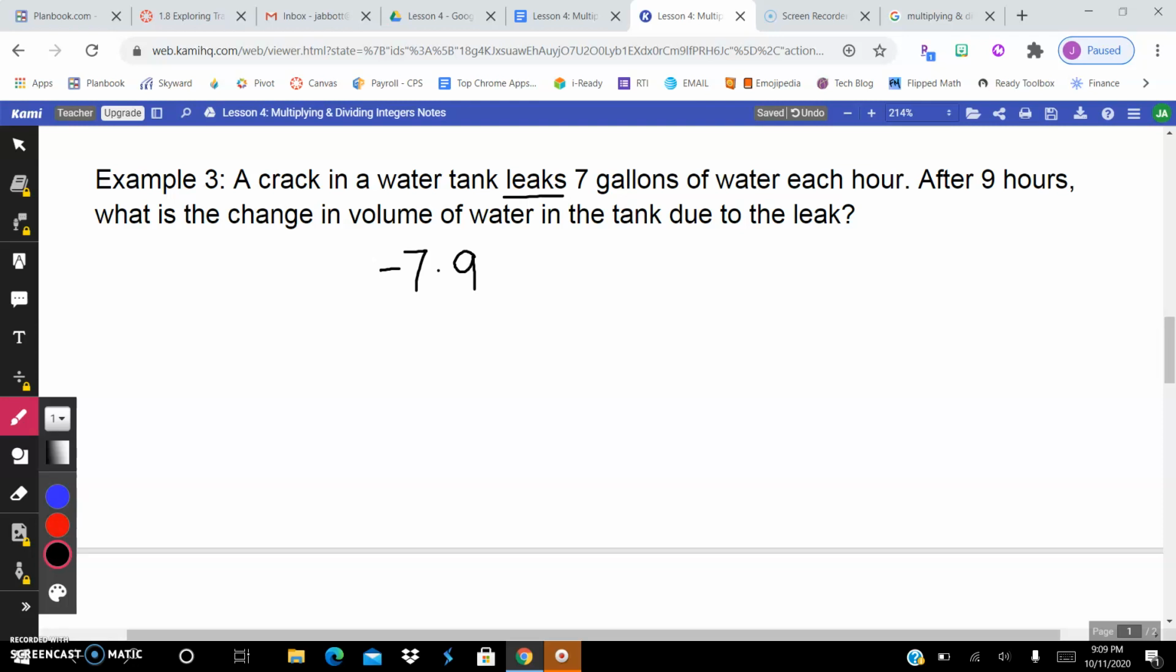So I have negative 7 times 9. And I know 7 times 9 is 63. And a negative times a positive, so I have one of each. That means I'm going to have a negative answer. So what is the change? We have lost 63 gallons, so negative 63 gallons is our change.